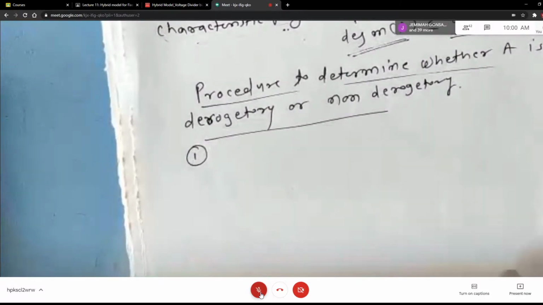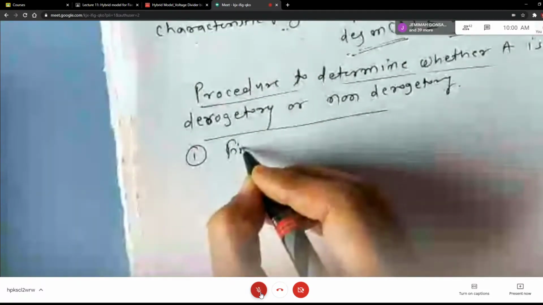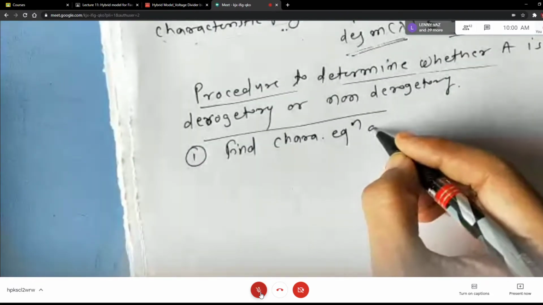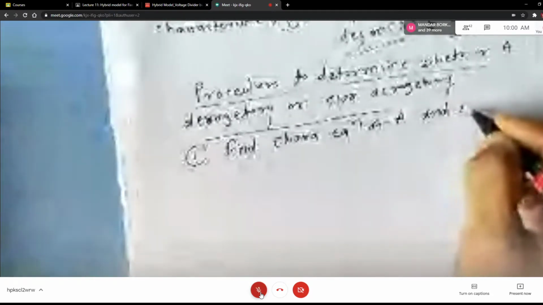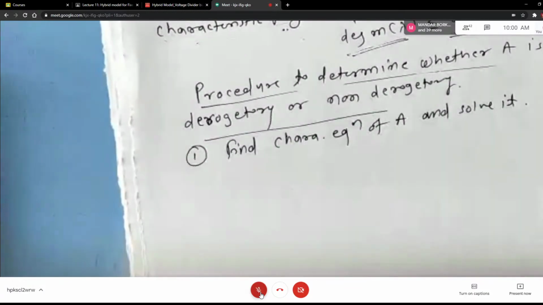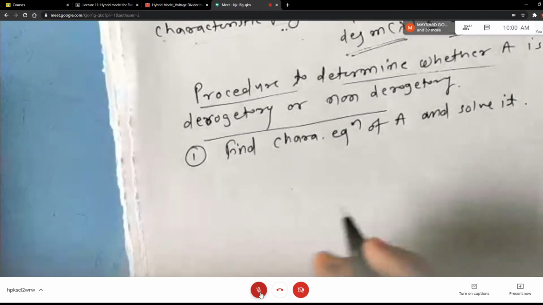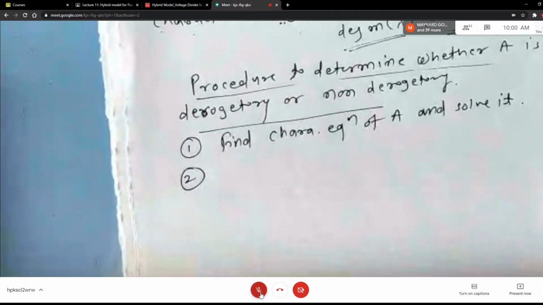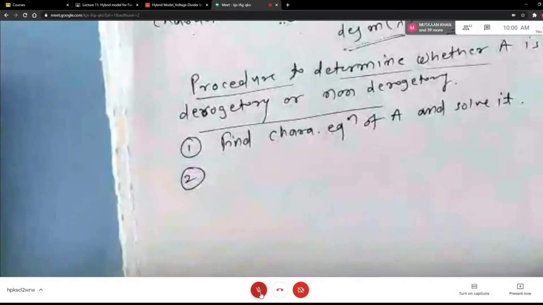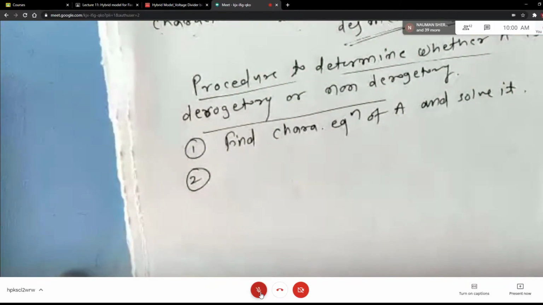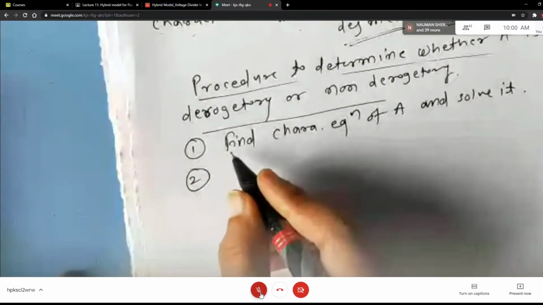First step is find the characteristic equation of matrix A and solve. This you know. This is the procedure we use for finding eigenvalues. So all of you understood what is the first step? Find the characteristic equation of the given matrix and solve it. Then you are going to get the eigenvalues, right? Now this procedure I am giving for a 3 by 3 matrix. You can apply it to any other matrix.